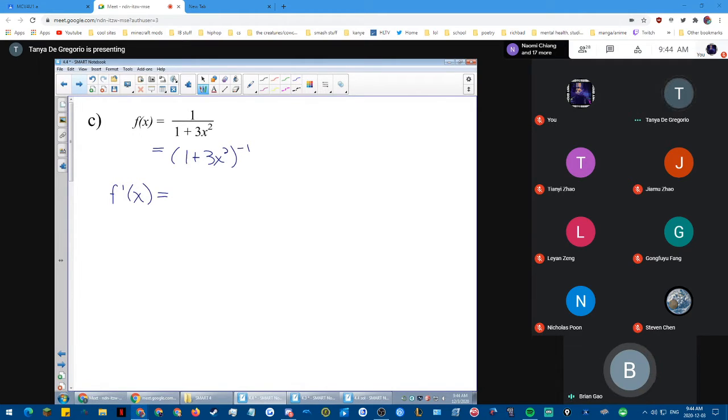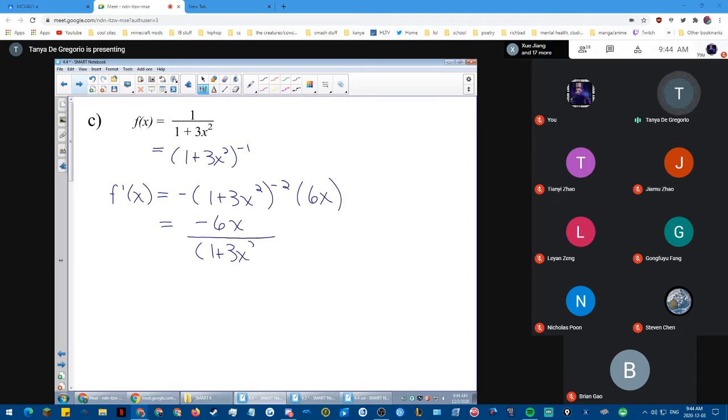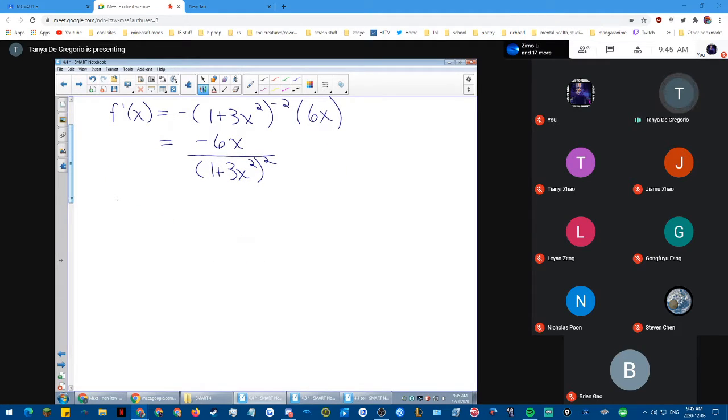Negative 1 plus 3x squared to the negative 2 times 6x. Good. Okay, good, your chain rule. And now I have to take the second derivative. Yeah, good. So I'm just going to do this, and I am going to do it as a quotient rule now. And now is an example where we're going to see that the second derivative gets a little bit tricky.